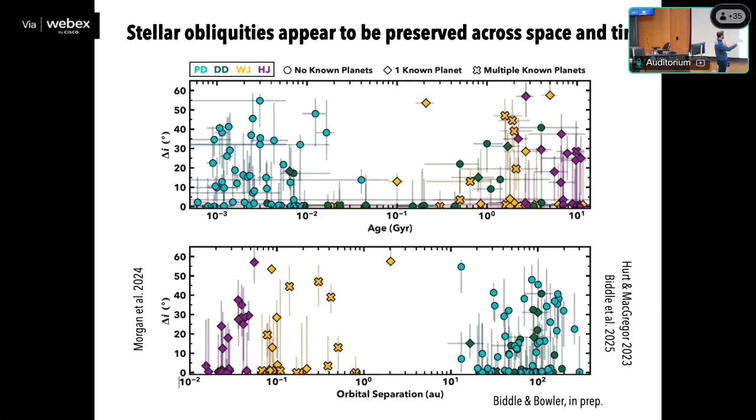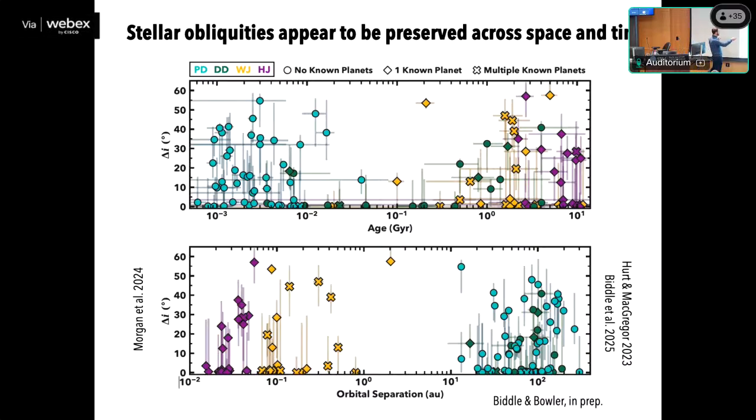And the big picture as a function of age and as a function of orbital separation is that there's no clear difference, at least at face value, between the protoplanetary disk primordial obliquity distribution and the same kinds of measurements at wider separations here and at older ages. And so at least with the data in hand, there seems to be, let's say, a preservation of this initial distribution across space and time.